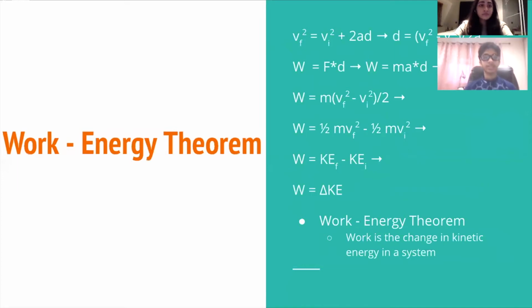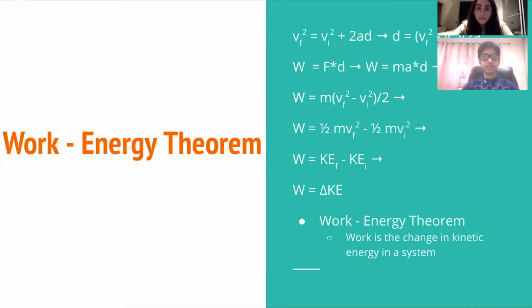Now that we've covered the different types of energies, we're going to combine work and energy in the work energy theorem. And this basically states that work is the change in kinetic energy of a one object system. And as we have more objects, we'll talk a little bit more about this next unit in momentum and collisions.